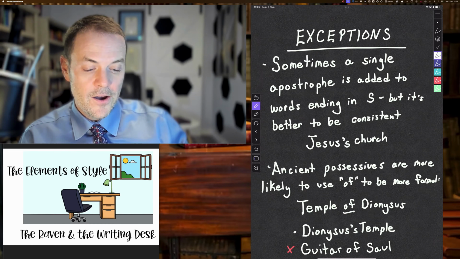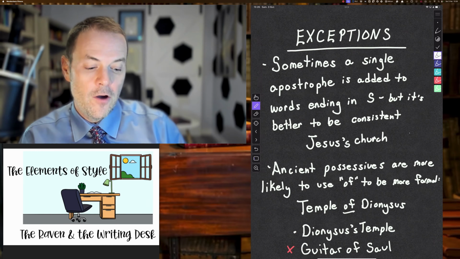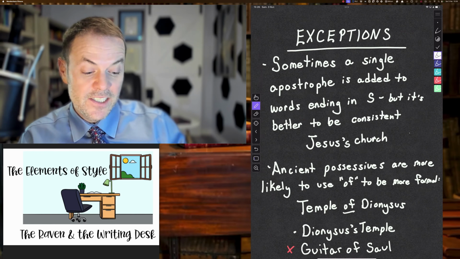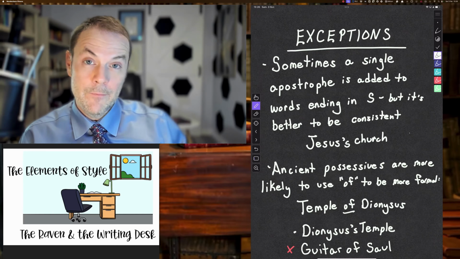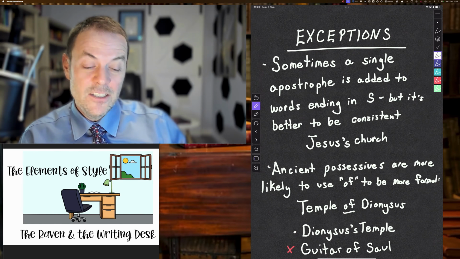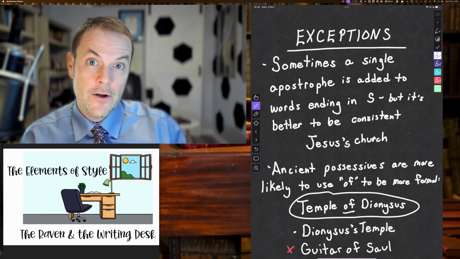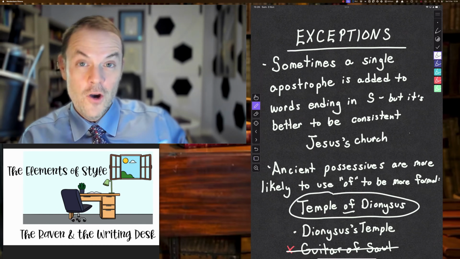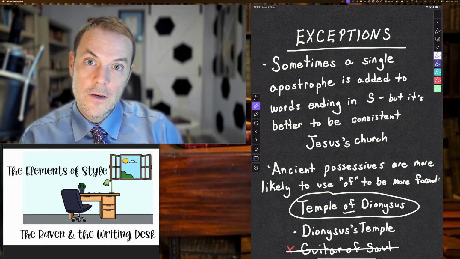The only time you want to get away from that is if we're referring to something from the ancient world, something from mythology. We tend to say temple of Dionysus instead of Dionysus' temple. Dionysus' temple is not incorrect, but maybe to your ear already, Temple of Dionysus sounds a lot better. And of course, we would never say guitar of Saul. We would say Saul's guitar. And that is rule number 1.